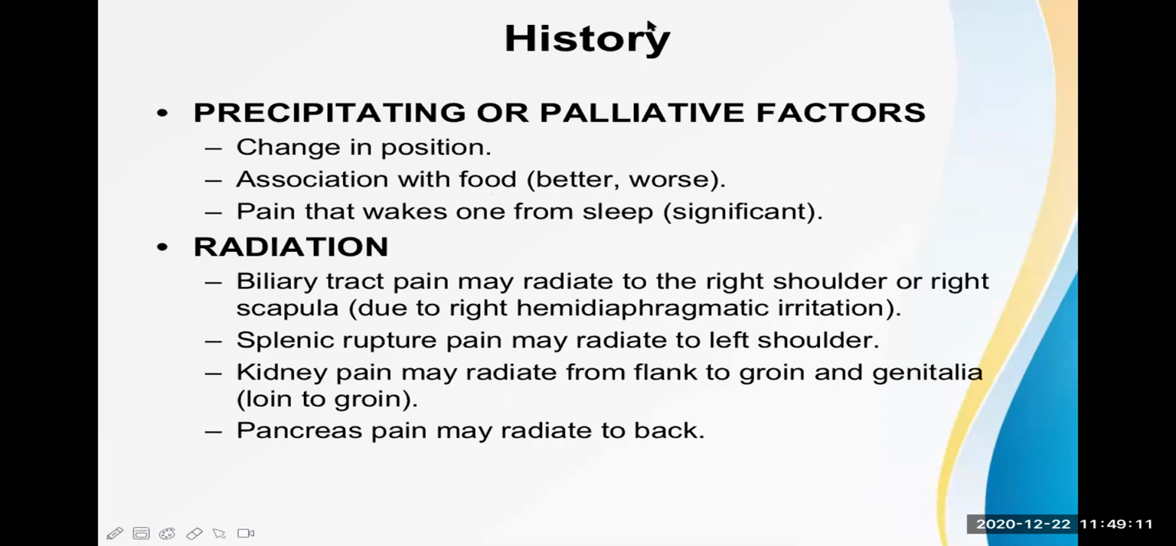Regarding the radiation of the pain, some of the important examples are highlighted here. So let me underline them. Biliary tract pain may radiate to the right shoulder or right scapula because of irritation of the right hemidiaphragm. Okay, because of a similar type of nerve supply, a similar source of the nerve. That is the reason.